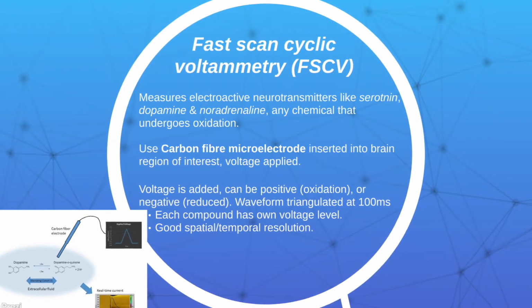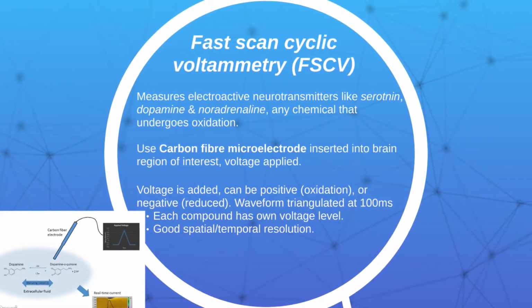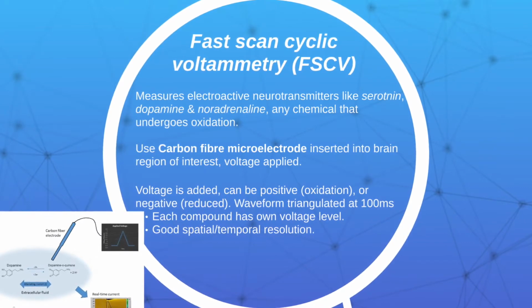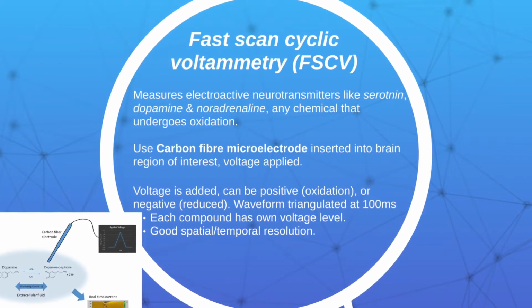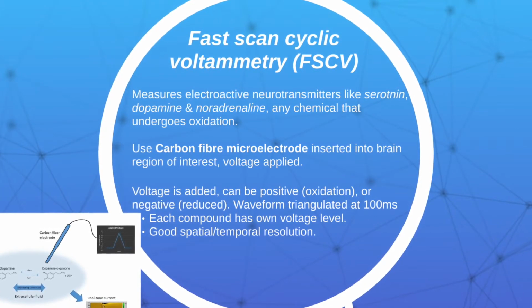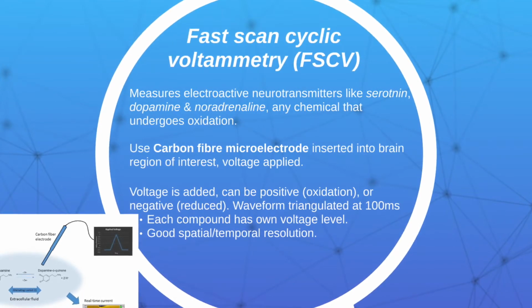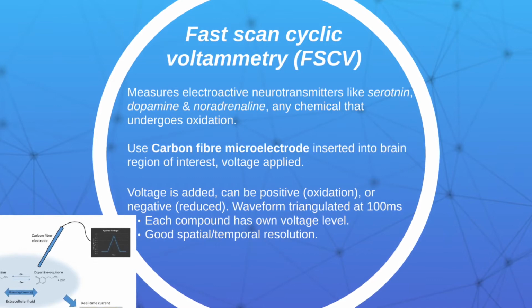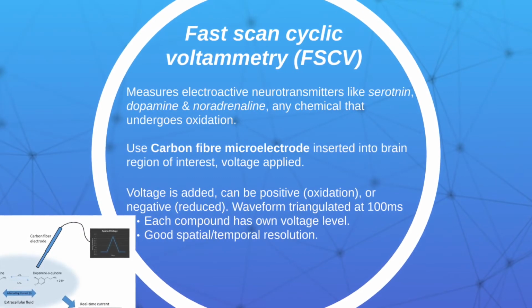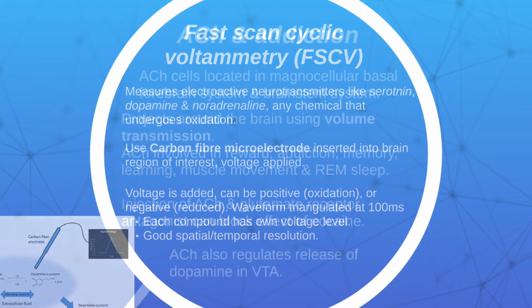They use carbon fiber microelectrodes that are inserted into the brain region of interest, and a voltage is applied. The voltage is added, and there can be positive oxidation or negative reduction. As a result of the voltage data, a waveform is triangulated at 100 ms, and the advantages of FSCV are that each compound has its own voltage level and there is good spatial and temporal resolution.